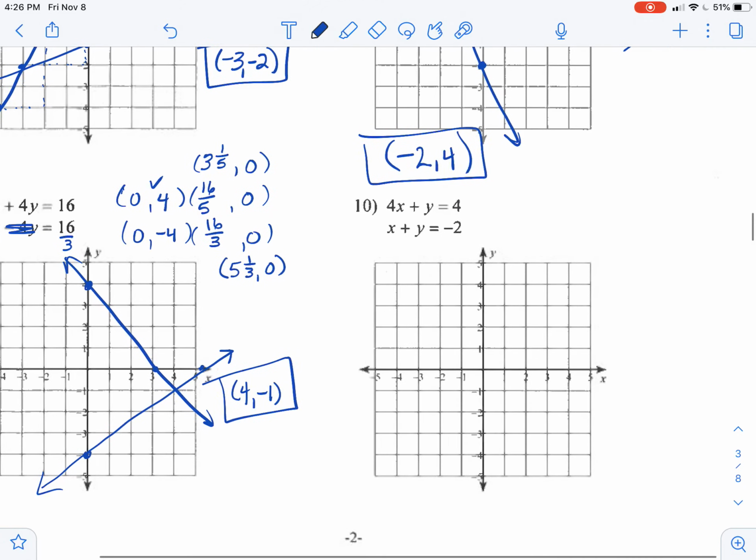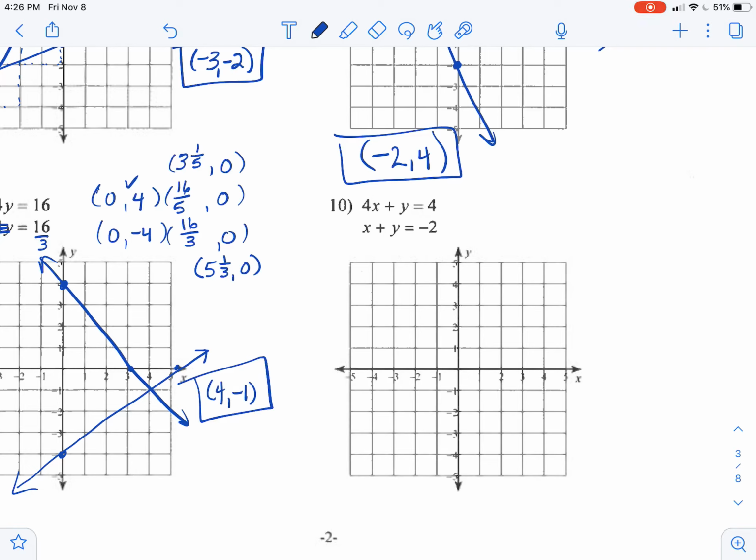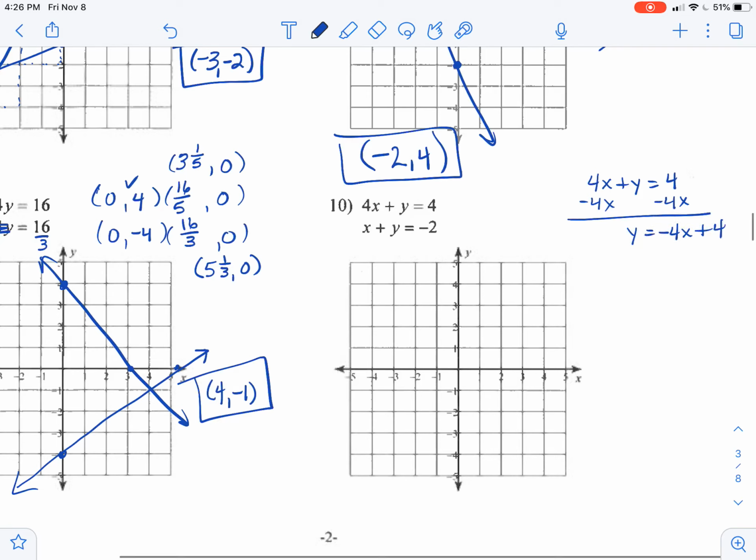Number 10, I'm actually going to do it the other way, just to show you if you want to do that. So I'm going to solve for y. This is an easy one, you could do that. So I get a -4x plus 4. So I'm going to have a slope of a -4 and a y-intercept of 4. I'm going to go ahead and graph that. So 0, 4, slope of a -4 would be down 4, right 1. And I'm down 4 again, right 1.